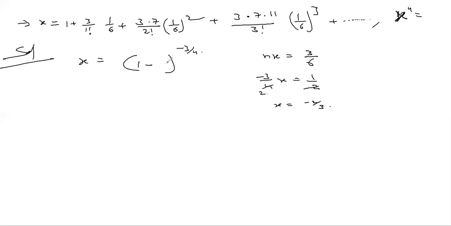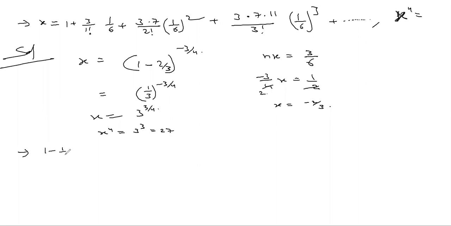Already negative I have written, 2 by 3 it is enough. So this is the value of x. So 1 by 3 whole power minus 3 by 4. Then it will be 3 power 3 by 4. X value. X power 4 will be 3 cube. That's it. Next problem.